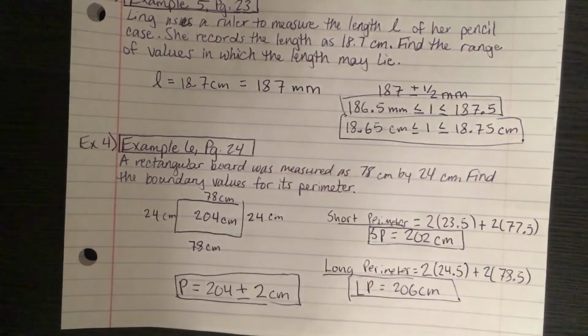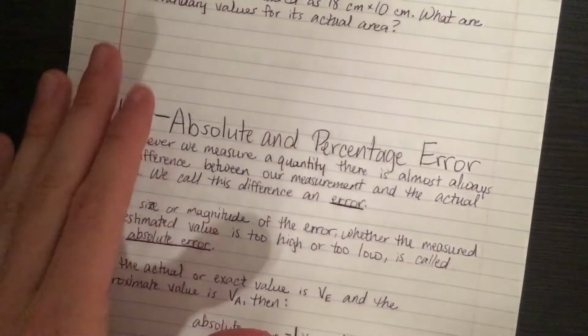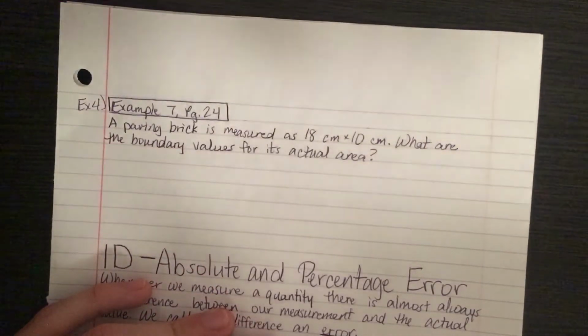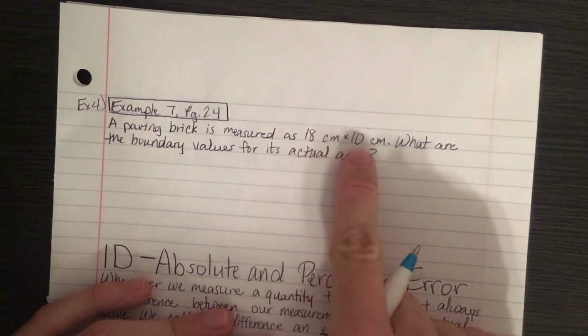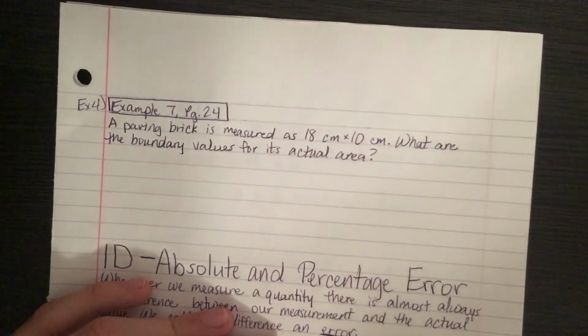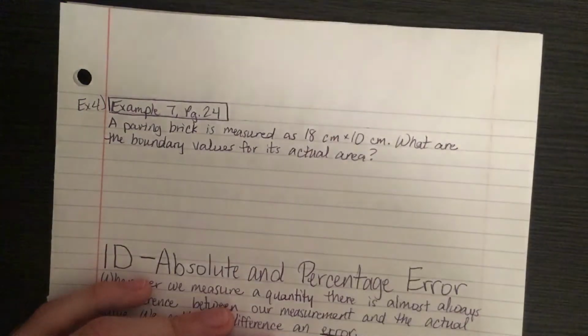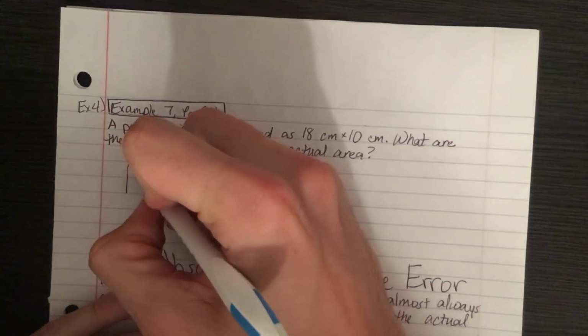And so we're going to look at a couple more of these just to kind of get the hang of it. So on this next one here, we're going to be looking at a paving brick that's measured 18 centimeters times 10 centimeters. And we want to know, what are the boundary values for its actual area? What is the smallest area we could get from this? What is the largest area we could get from this?